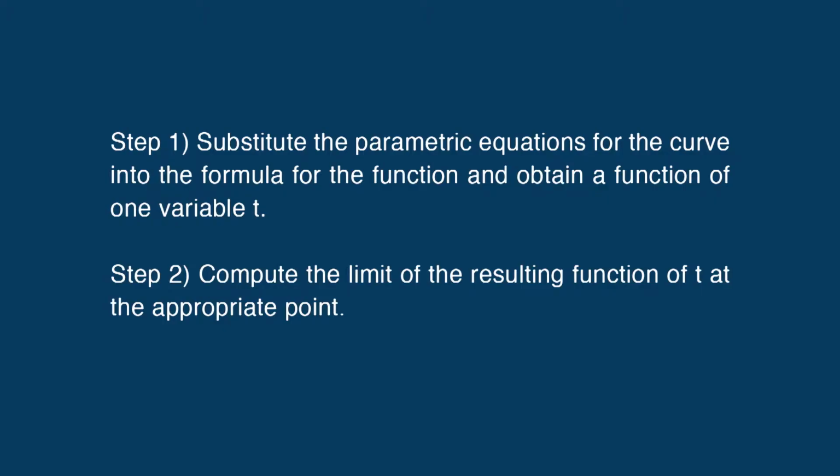The above equation states that a limit of a function f along a parametric curve can be obtained by following two steps. Step 1. Substitute the parametric equations for the curve into the formula for the function and obtain a function of one variable t. Step 2. Compute the limit of the resulting function of t at the appropriate point. This is illustrated in the following example.